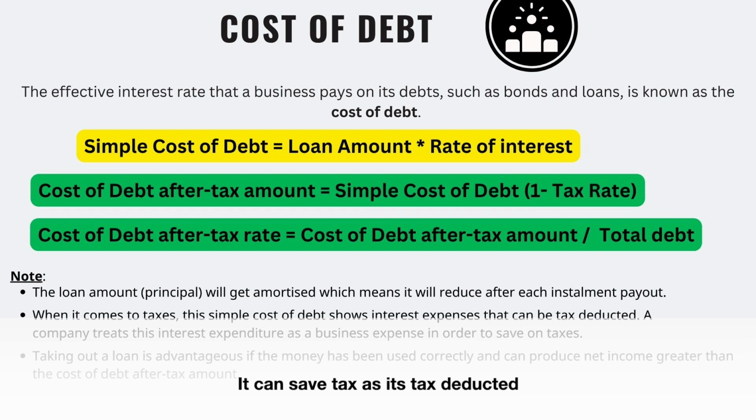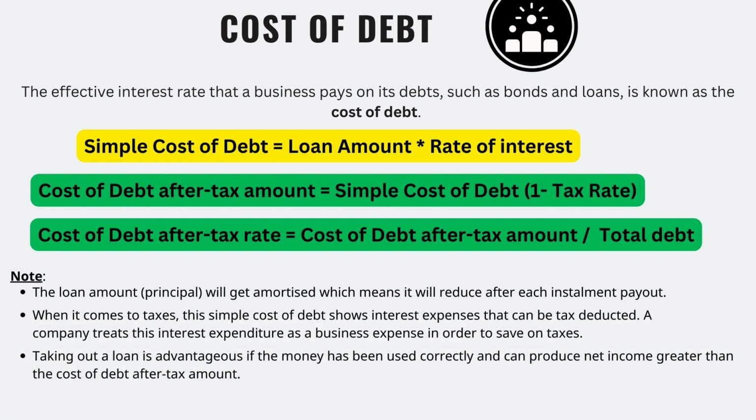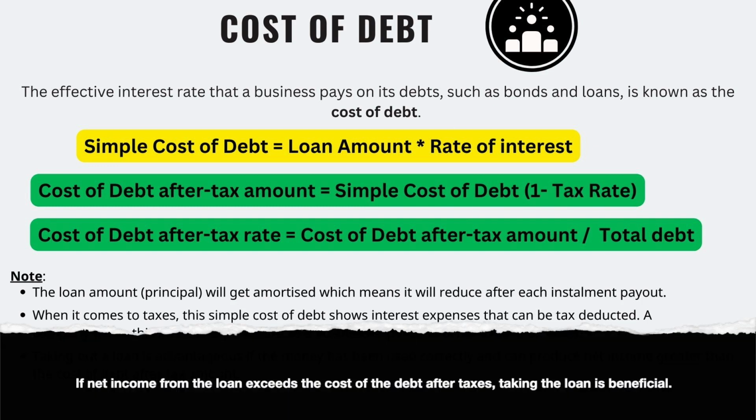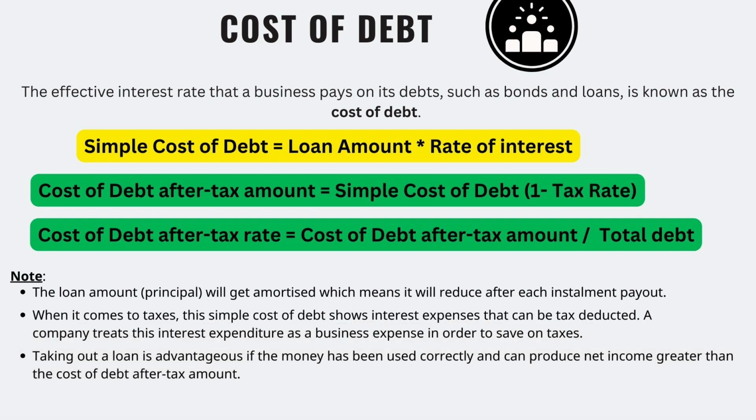Now the cost of debt after tax amount can be calculated by multiplying the simple cost of debt by 1 minus the tax rate. This tax rate is the rate at which the business is taxed. When the company takes a loan and uses the money correctly, and the loan amount can generate net income which is greater than the cost of debt after tax amount, then the loan taken is advantageous or beneficial. And finally, the cost of debt after tax rate can be calculated by dividing the cost of debt after tax amount by the total debt that the company has taken. This is the effective interest rate that the business needs to pay on all of its debts.